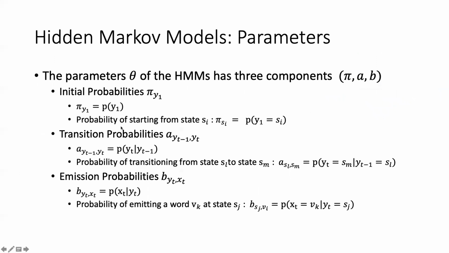The initial probability of starting from a state Si is indicated using pi(Si), the transition probability of transitioning from state Sl to state Sm is indicated by A(Sl, Sm), and the probability of emitting a word Vk at state Sj is indicated by B(Sj, Vk). Sorry, this is a typo here. This is Vk.